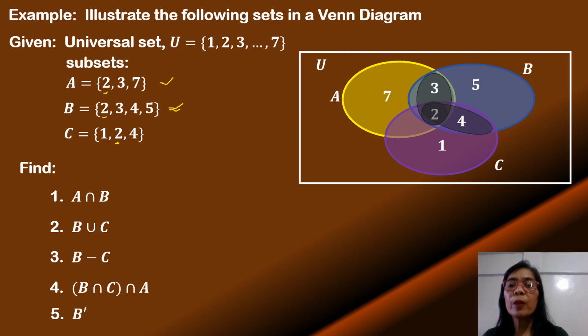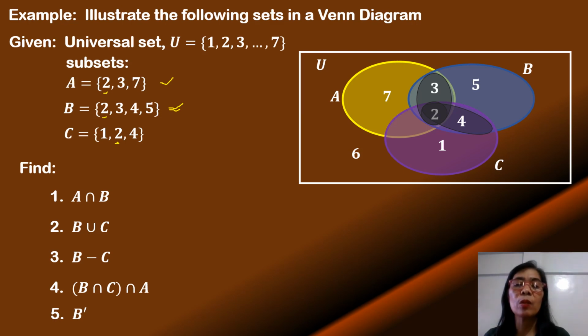Now looking at the universal set, it contains the numbers 1, 2, 3, 4, 5, 6, 7. If we look at the elements found in sets A, B, and C, we only have 1, 2, 3, 4, 5, and 7. 6 does not belong to any of the sets. So you write 6 outside the circles but inside the universal set. Okay, so we are now ready to perform the required operation.